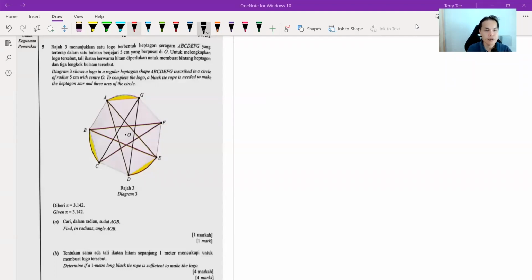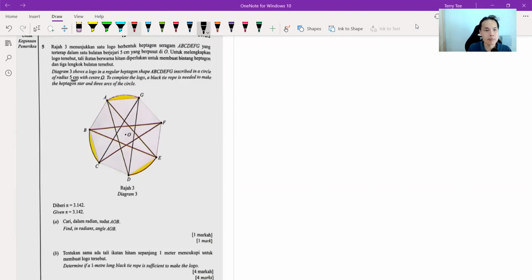Question number 5. This is a question from the chapter circular measure. It looks very interesting or difficult, but actually it's not that hard. The first thing is you can see a diagram shows the logo in the form of a regular heptagon, where the radius is 5 cm, with center at O.